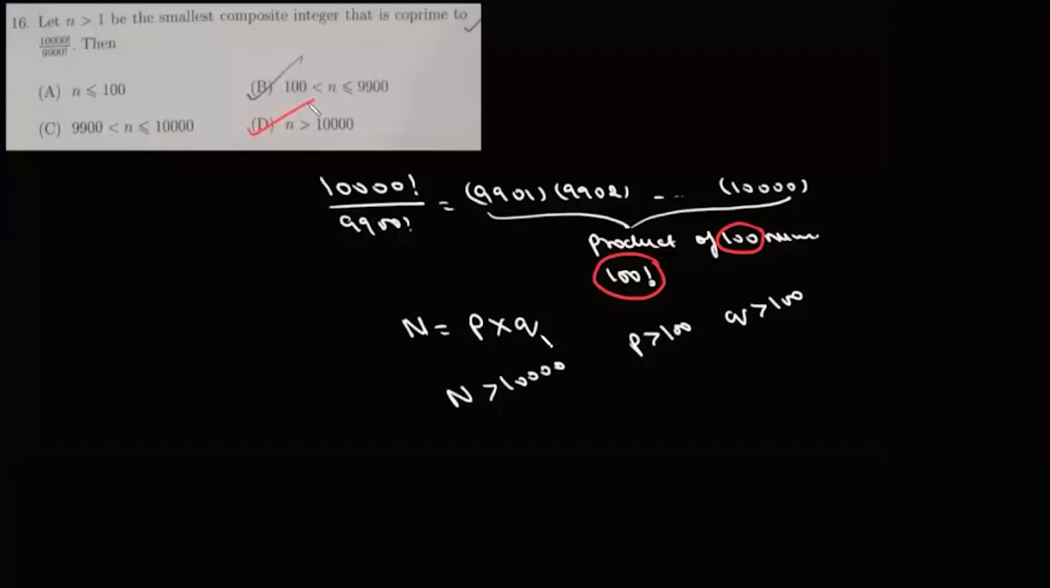Now we need to find the smallest number which is composite, and suppose that number is of the form p and q, where p and q do not divide this product. We know that every number from 1 to 100 is going to divide it. So this p has to be greater than 100, and this q should be greater than 100. That means this n should be greater than 10,000, and that's your option D.